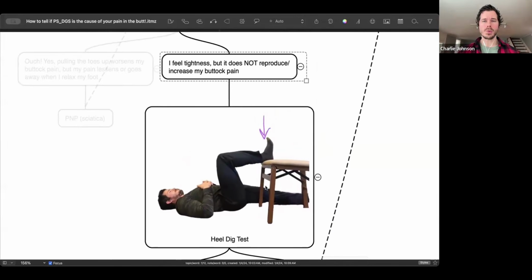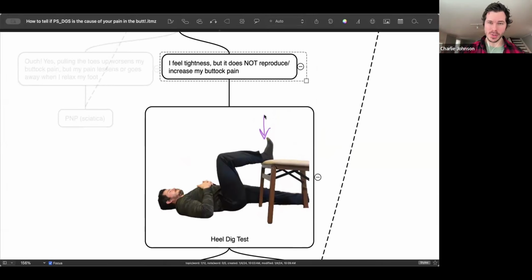And so we're going to do something I call a heel dig test. So what I want you to do is lay down, put your painful side at about 90 degrees, your hips about 90 degrees, your knees about 90 degrees. You can put your heel on the edge of a chair, an ottoman, a yoga ball, a desk. It doesn't really matter. Hopefully your desk isn't that short.